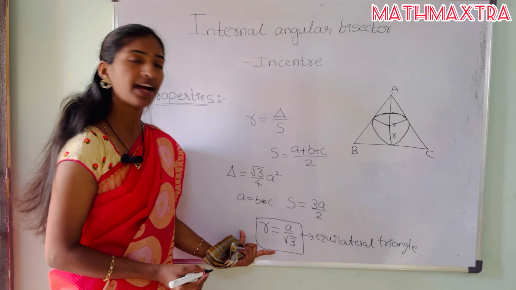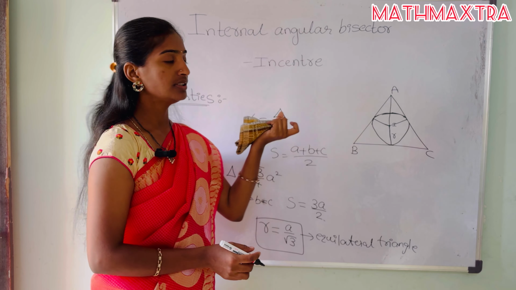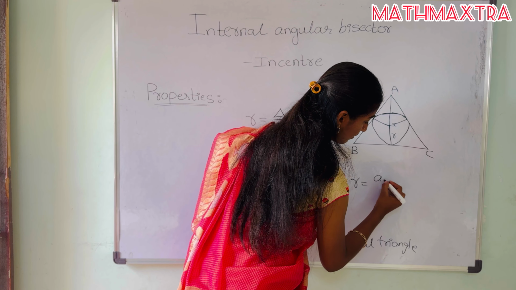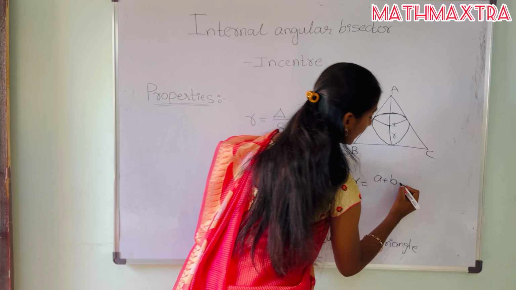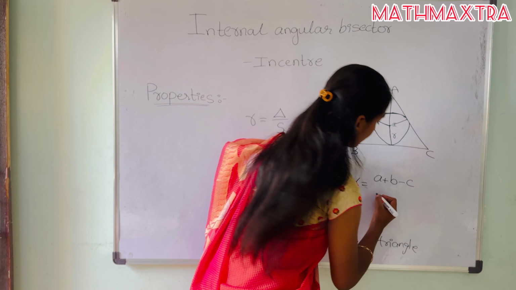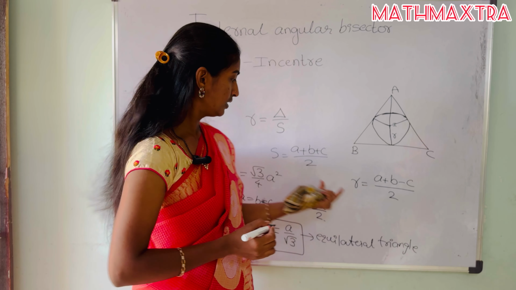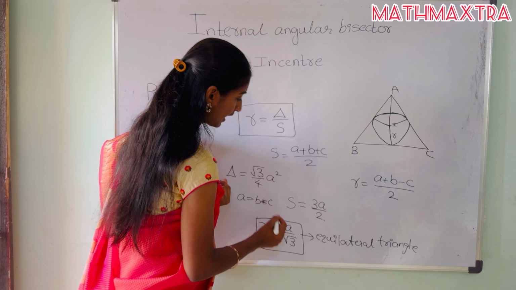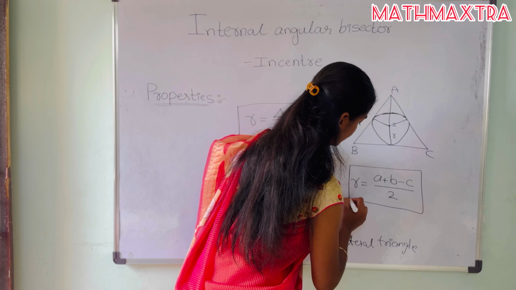So this is the inradius for an equilateral triangle. If you consider a right angle triangle, what is the inradius for that? If A and B are the perpendicular sides and C is the hypotenuse, then the sum of the perpendicular sides minus the hypotenuse, divided by 2, is the inradius for a right angle triangle. So you have to remember this is for all types of triangles, this is for the equilateral triangle, and this is for the right angle triangle.